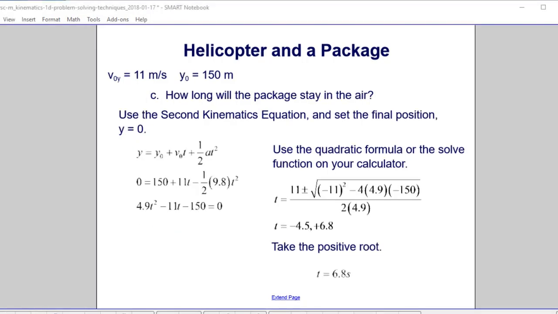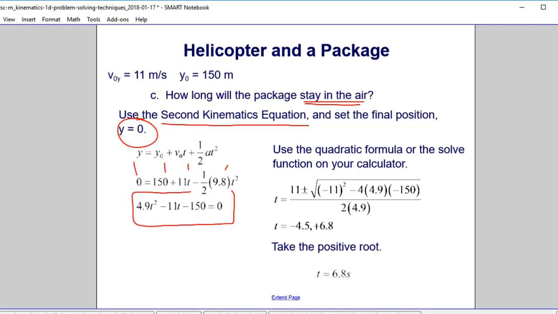How long will the package stay in the air? Let's go back to our second kinematics equation. And what's the status? When will it be on the ground? That's going to be when y is equal to 0, right? So it's in the air until y is equal to 0. So we put our numbers in here, substitute in, and we have a quadratic equation.